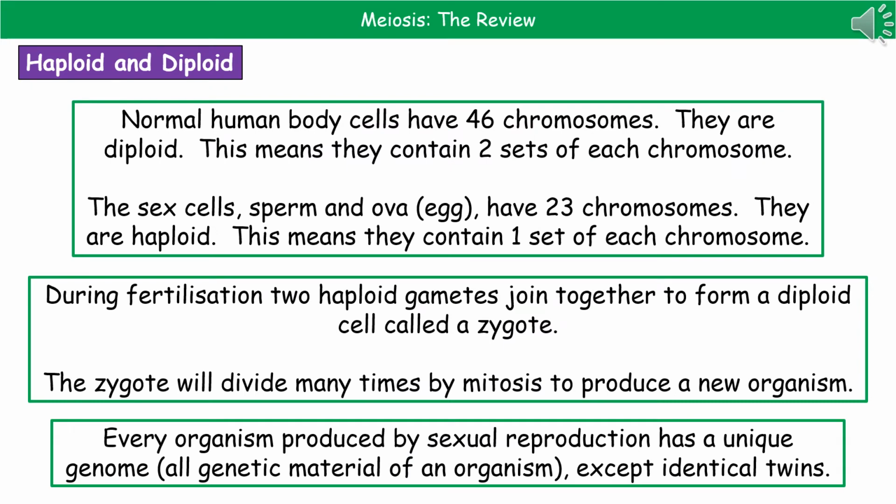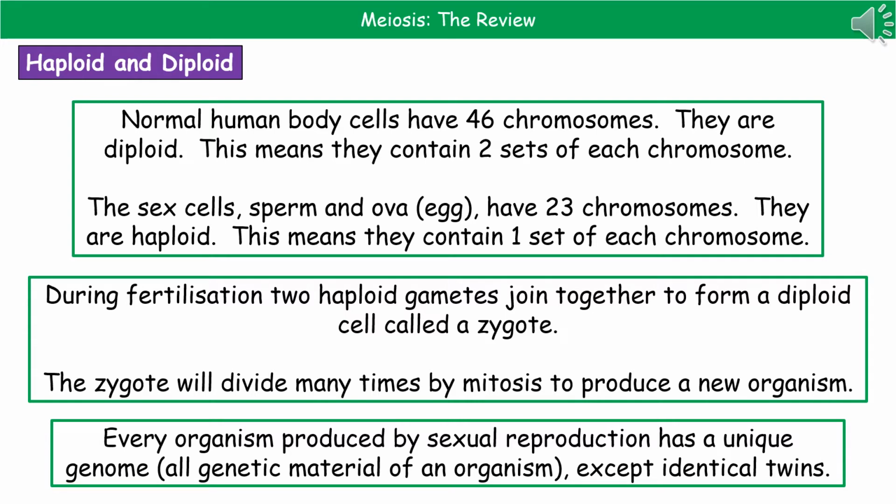In today's Biology Blast, we're going to look at meiosis and genetic crosses. Hopefully we remember that normal human body cells have 46 chromosomes as they are diploid cells. So this means they've got two sets of each chromosome. The sex cells, so the sperm and the egg or the ova, have 23 chromosomes. They are haploid cells, so they only have one set of each chromosome.